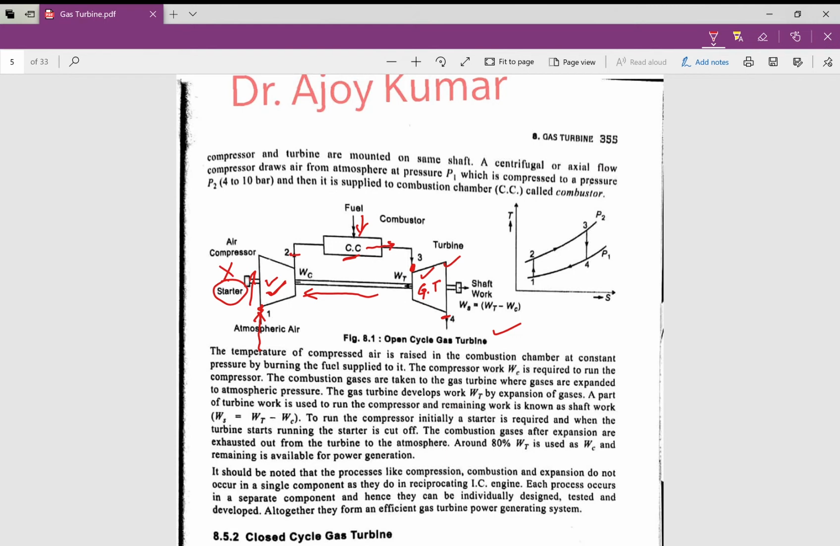Then net power, that is called shaft power, that is your W2, that is turbine work minus compressor work. So this net work is used to drive a shaft. So this could be useful to run your aircraft or any other machine. Right now, the exhaust gas after producing power is supplied to atmosphere directly. So dear students, all these processes are mentioned on the TS diagram.